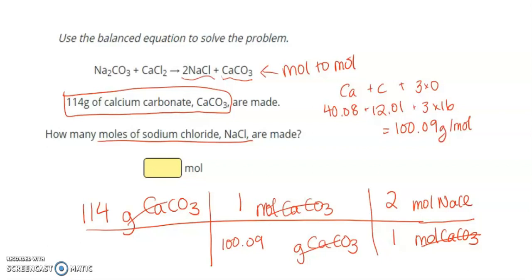And I can punch this in my calculator. Top, divide by bottom. 114 times 1 times 2, divide by 100.09, divide by 1 equals, and that gets the answer, 2.28 moles of NaCl.